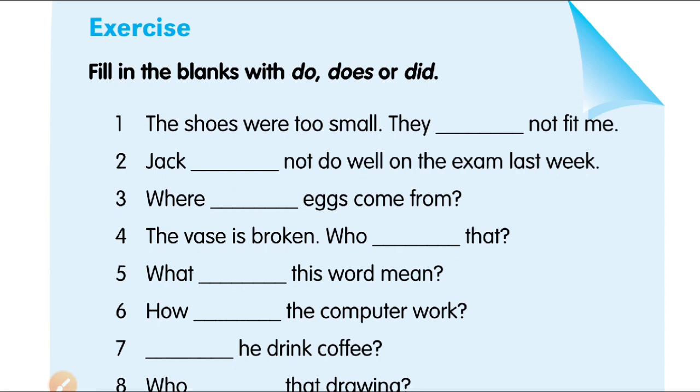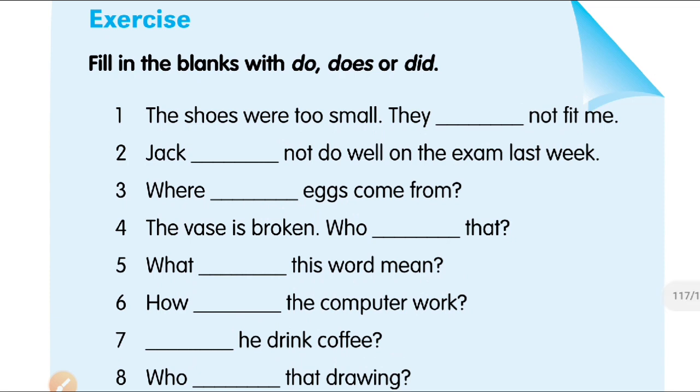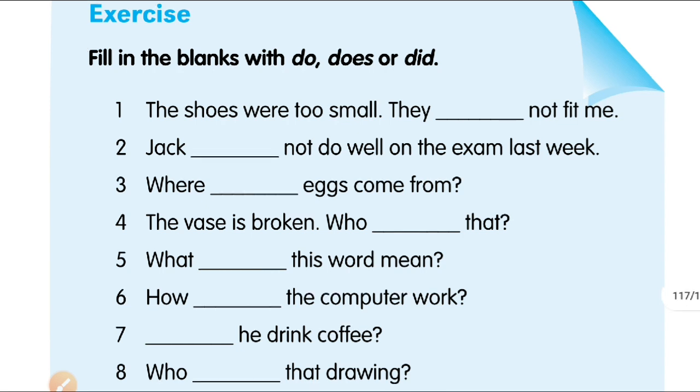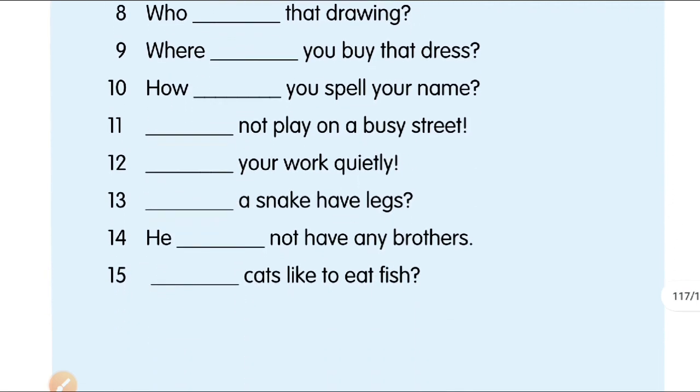Means you can write here like this. What does this word mean? Particular word, single word. That's why we will use here does. How does the computer work? Does he drink coffee? Because he is the third person. That's why we will use here does. Does he drink coffee? Like that you can complete this exercise.